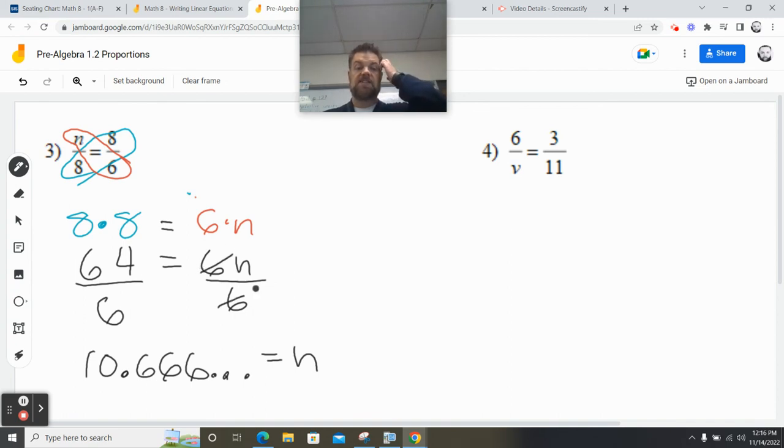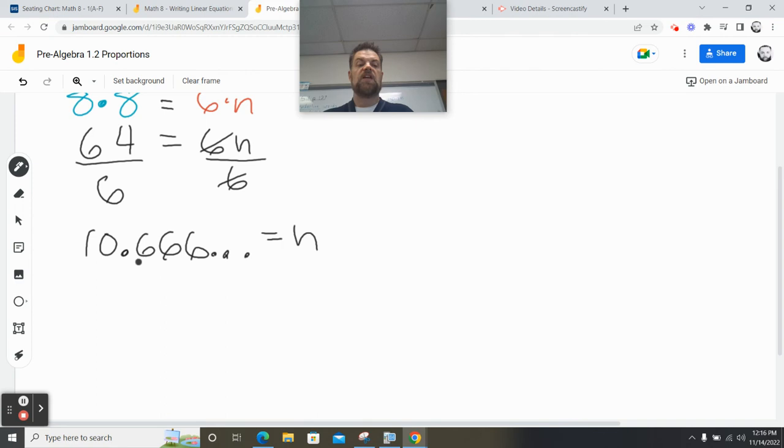Because 6 divided by 6 is 1. 1 times n is all this stuff. Then if I want to round this, I look at this number. Is that 5 or greater? Yes. So I round up. So then it becomes 10.67. Do I put an equal sign or squiggly equals? Squiggly. That means approximately.